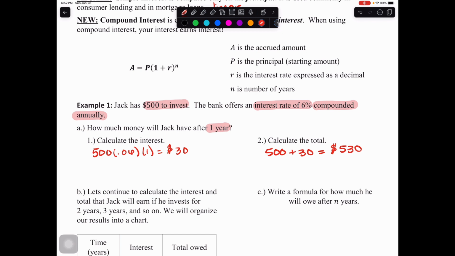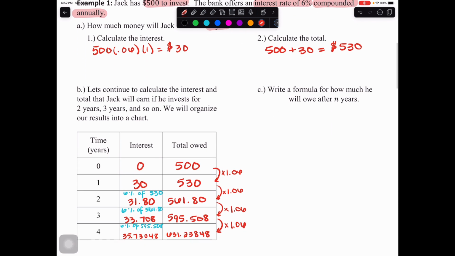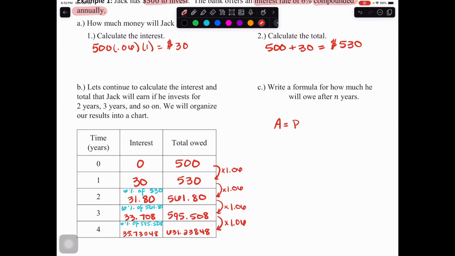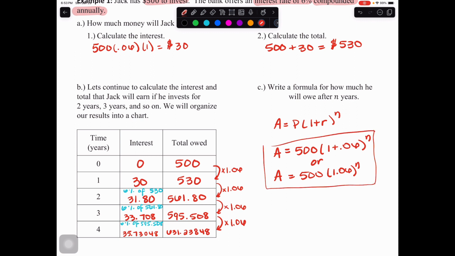This is on everything. So in the write your formula section, the generic formula is A equals P times 1 plus R to the N. For us, our formula would be A equals our principal amount was 500, and then in parentheses, we do 1 plus 0.06 and then to the N. Or some people will write it as A equals 500, and then they'll just add those two together, 1.06 to the N, which is the rate that we saw when we did the table. So this would be the formula for our specific situation with Jack.